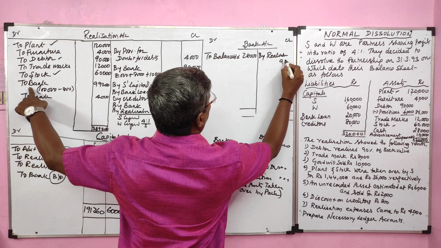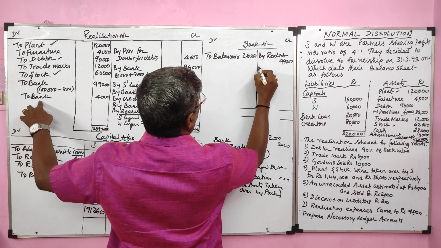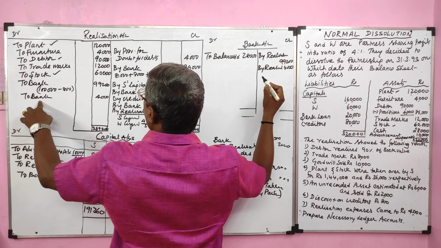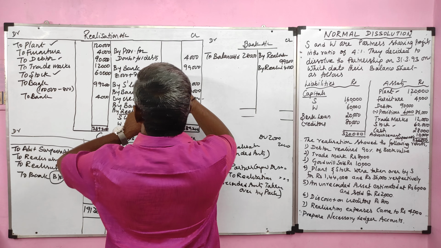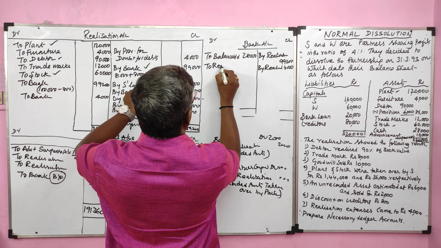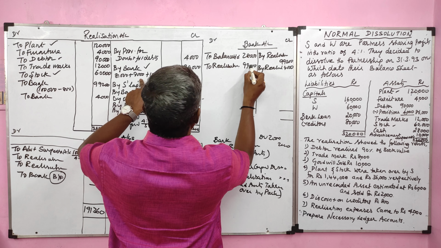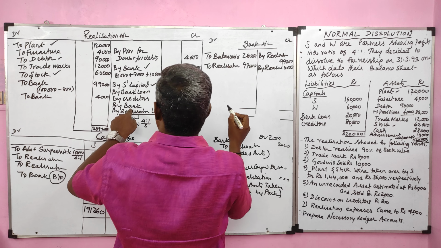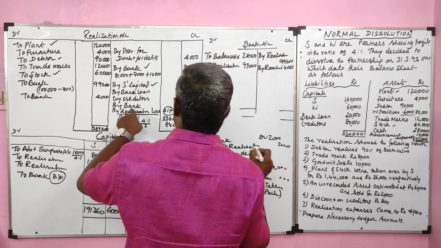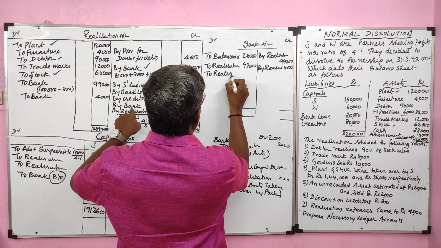Its value 99,200. Then we have bank. It is for realization expenses. It will be recorded in the credit side as by realization. Its value 4,000. Then go to the credit side. Here we have bank. It is for realization of fixed asset. It will be recorded in the debit side as to realization. Its value 99,000. Then here we have bank. It is for realization of unrecorded asset. It will be recorded in the debit side as to realization.